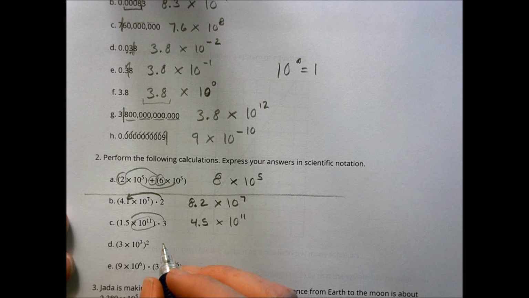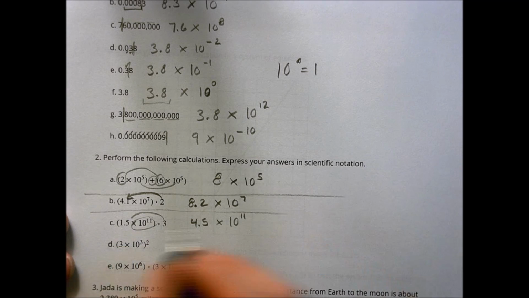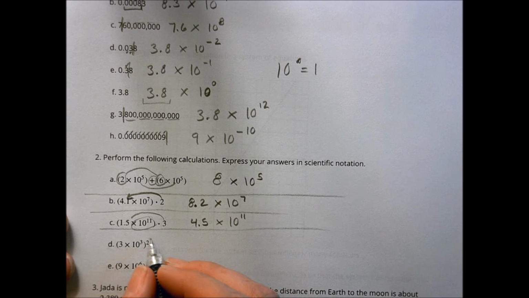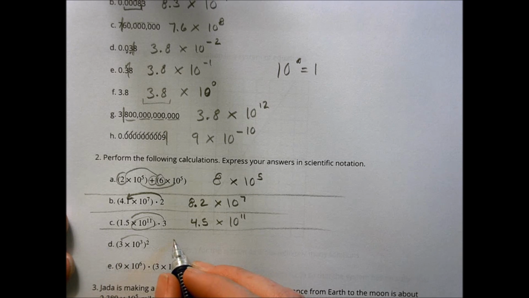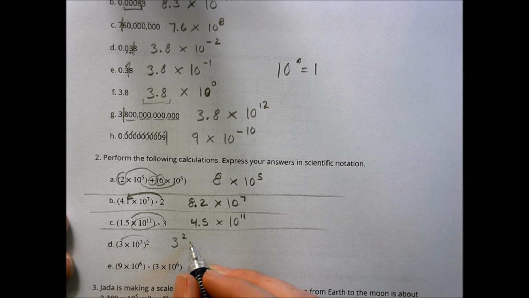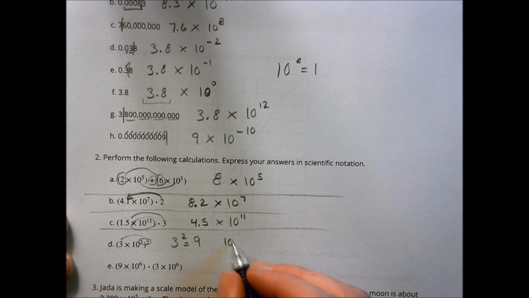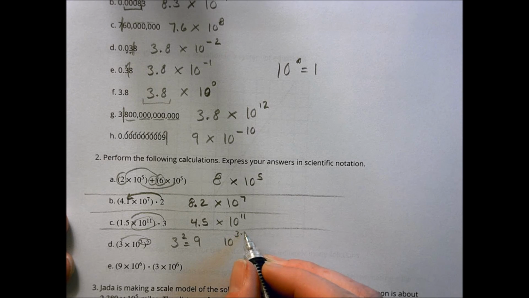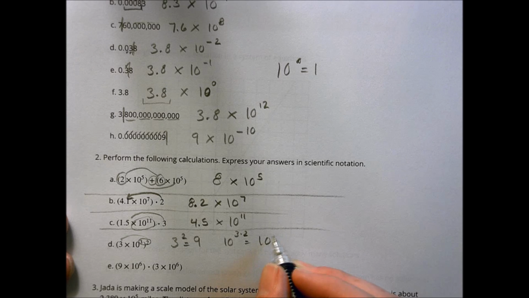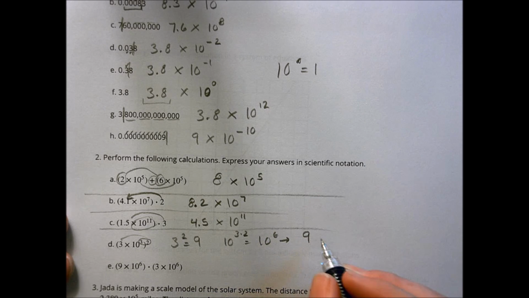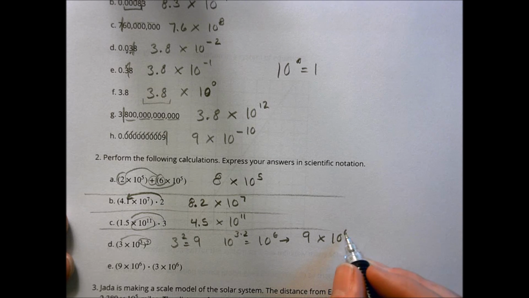In choice D, I'm going to square this one. So 3 squared becomes 9. And here, I'm going to multiply those together. So that becomes 10 to the 3 times 2, which is 10 to the 6. So let's put that together, and what do I have? I have 9 times 10 to the 6th power.